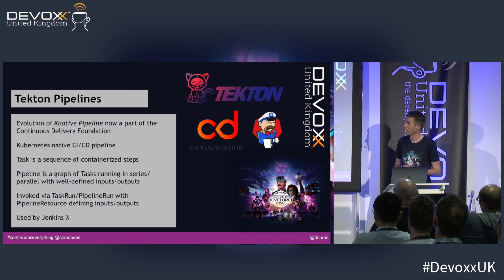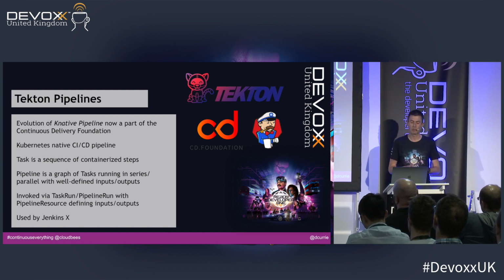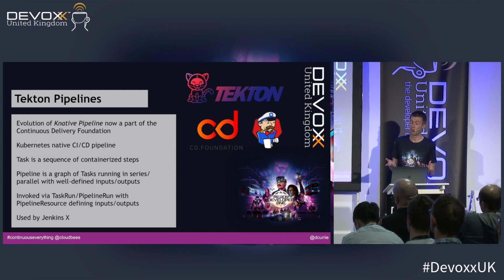So a bit like Knative is Kubernetes native, so Tekton is also Kubernetes native in the same way that it uses custom resource definitions as the means to drive and define pipelines. It allows you to define things called tasks, which are just a series of containerized steps. That's pretty much what Knative build gave you as well. The interesting thing about pipeline is then you can take those tasks and create a graph of those tasks to define your pipeline. And that's where you can do things like run things in series or parallel.